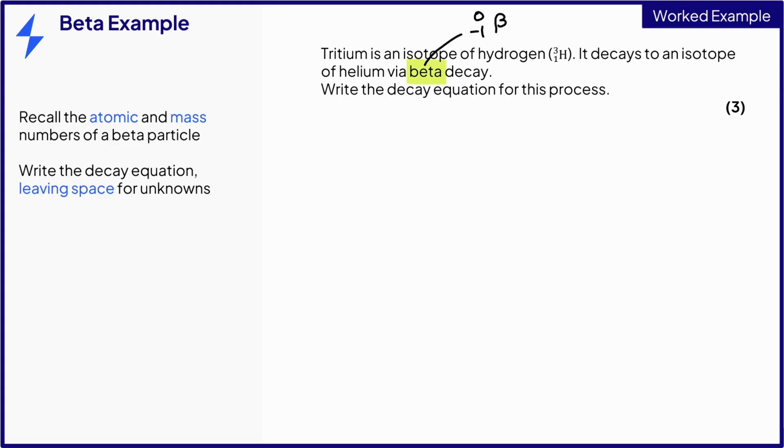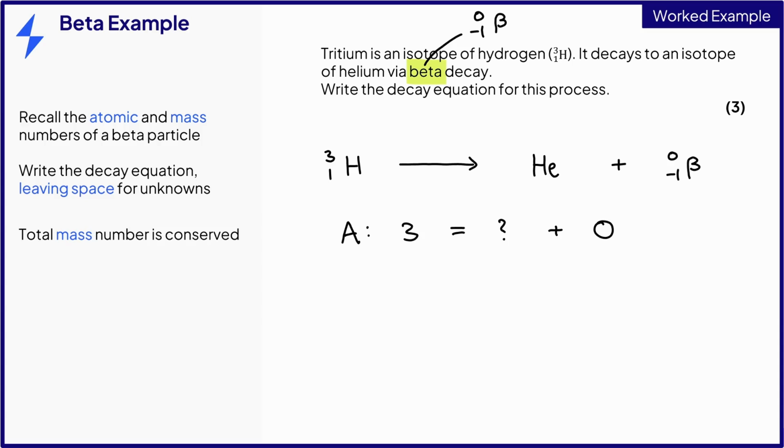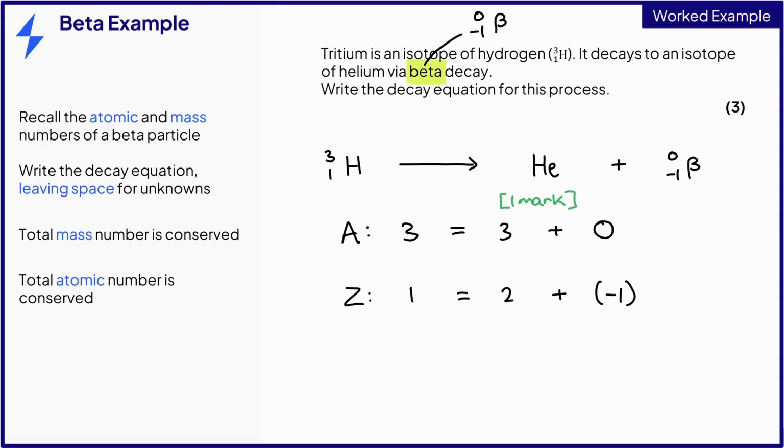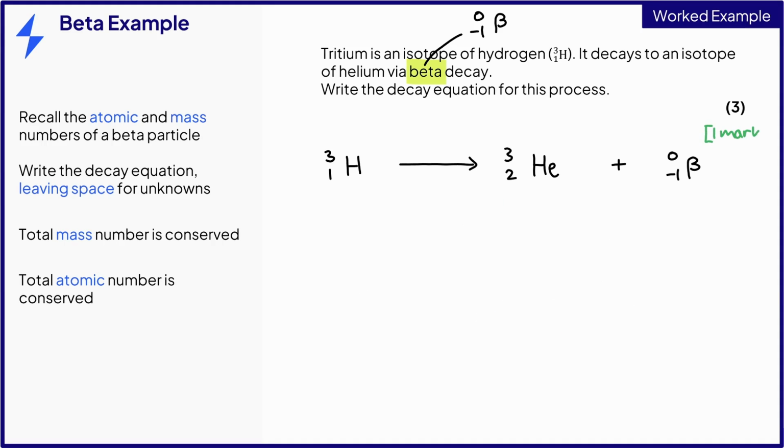Again, we'll write out the decay equation, leaving gaps for the helium isotope's atomic and mass numbers. As with the first example, we'll equate the mass numbers, showing that the helium isotope has a mass of 3. And that's mark 1. The same tactic for atomic number shows that the atomic number of helium is 2. You should always take extra care with the beta particle's minus sign. That's our 2nd mark. Finally, we put all of that into the decay equation, which leaves our answer. And that's our 3rd mark.